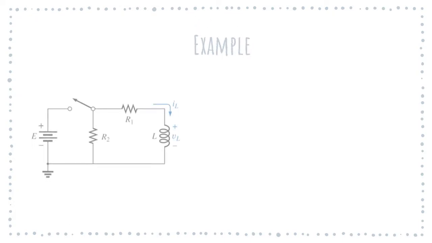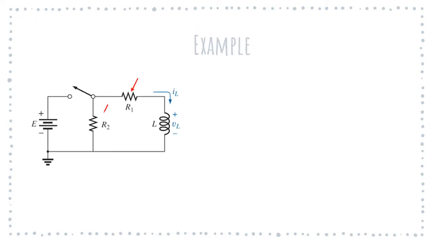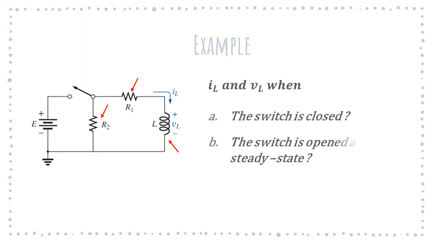Given a circuit with the applied voltage E, containing two resistors R1 and R2, and an inductor L. Let's find out how the current and the voltage across the inductor change over time when the switch is closed, and when it is opened after the inductor reaches the steady state.